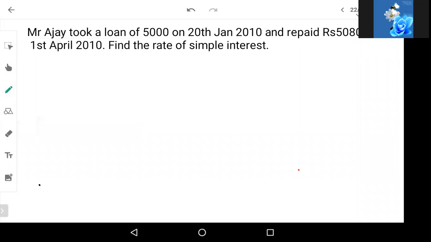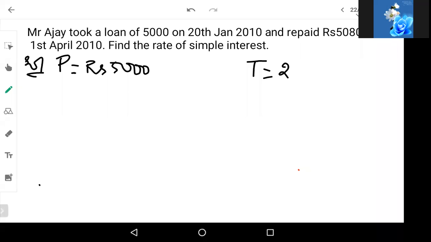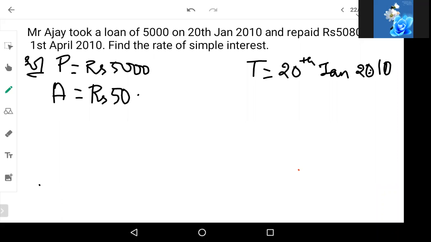So Ajay took a loan of 5,000. So he had taken a loan of 5,000, which means the principal is rupees 5,000, and he had taken the loan on 20th January 2010, and he repaid rupees 5,080. Now the repayment will be along with the interest. So that will become amount. So amount will be rupees 5080.